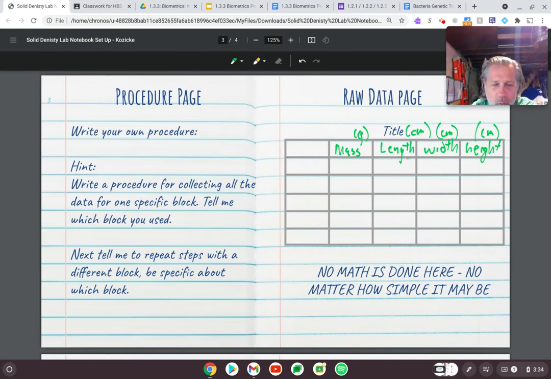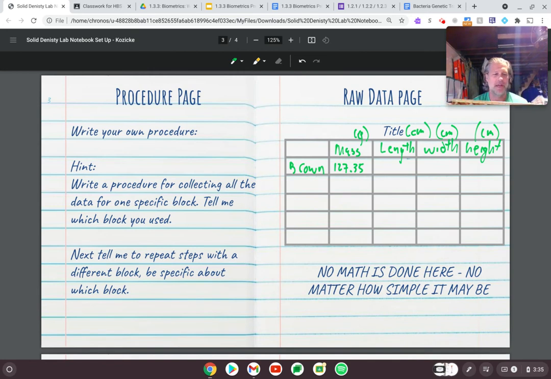And if you have block one, I'm just going to have brown here because that's the one that I have to work with. And I put it on my balance. That's pretty heavy. I don't have a balance here, actually, so I'm going to say maybe it was something like 127.35 grams.